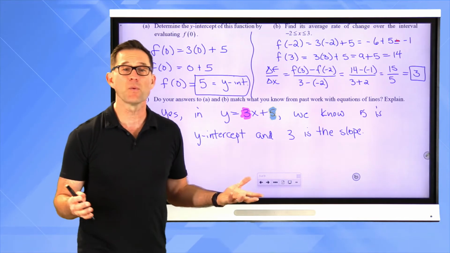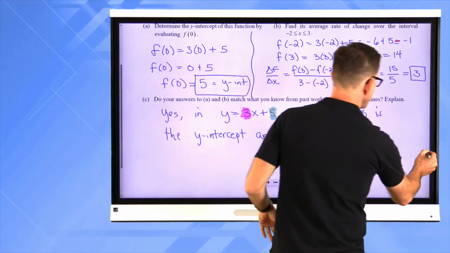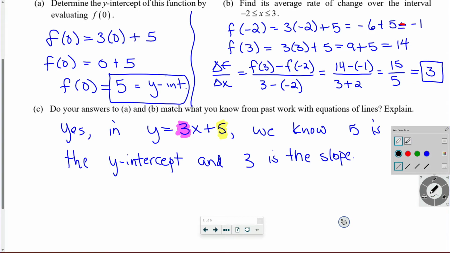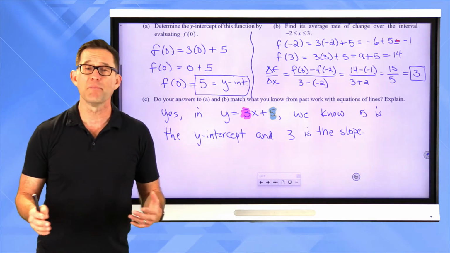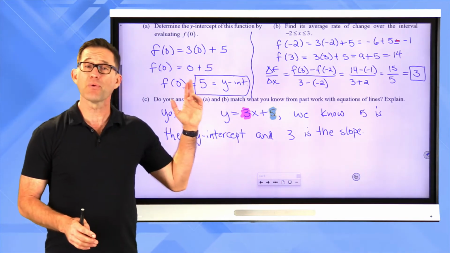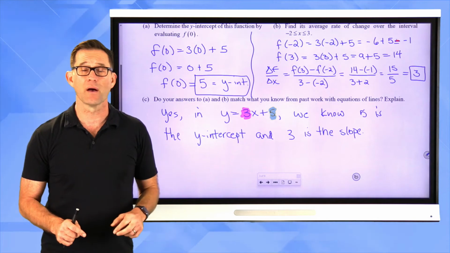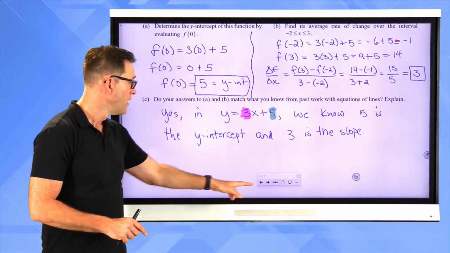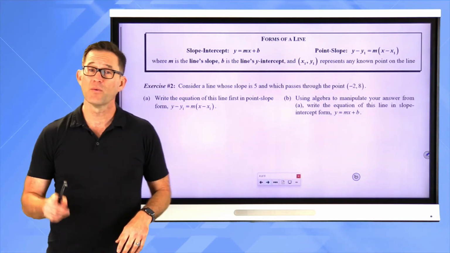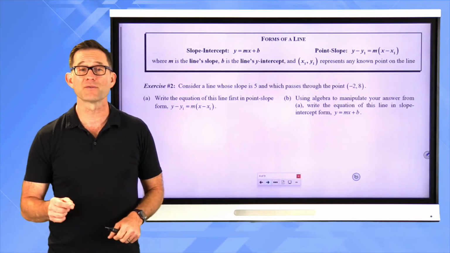Okay, and again, I just wanted to go through that because it's easy enough to sort of memorize that, in y equals mx plus b, m is the slope and b is the y-intercept, but it then plays out in the calculations themselves. All right, let's now play a little bit around with the point slope form, exercise number 2.